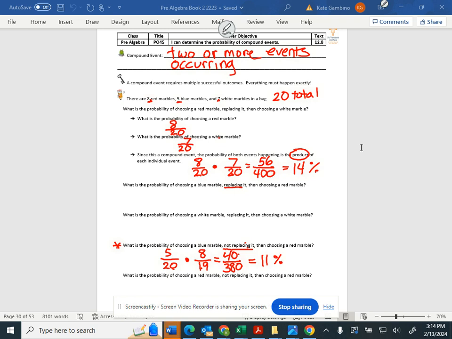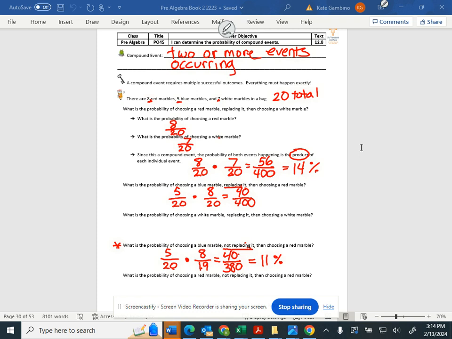So there is a difference between replacing it and not replacing it. So replacing it, we have choosing a blue marble. There are 5 blue marbles over 20, replacing it, choosing a red marble. There are 8 red marbles. We're going to multiply that. 5 times 8 is 40. 20 times 20 is 400.